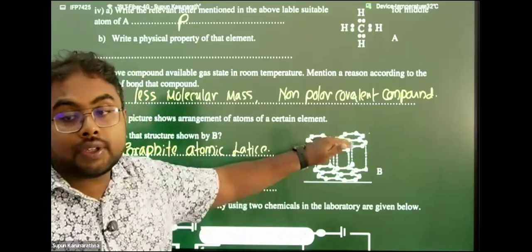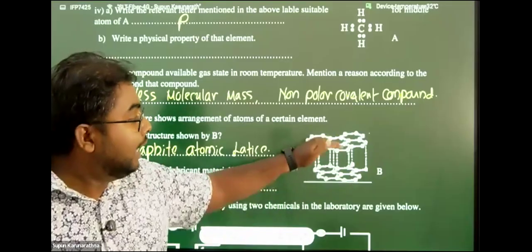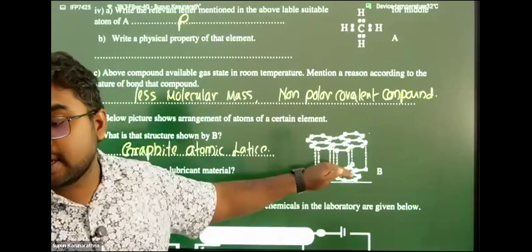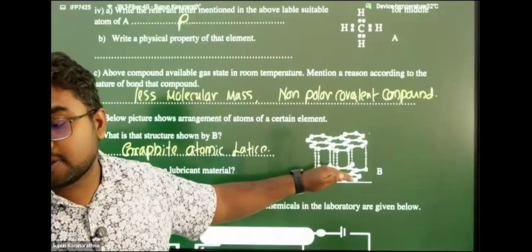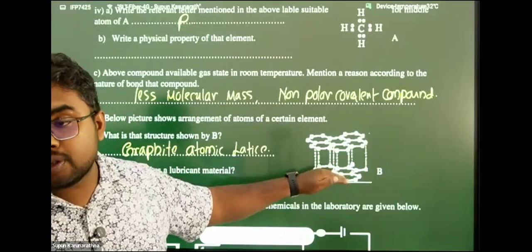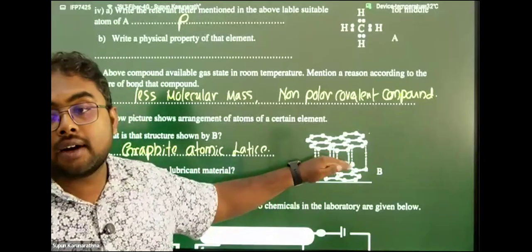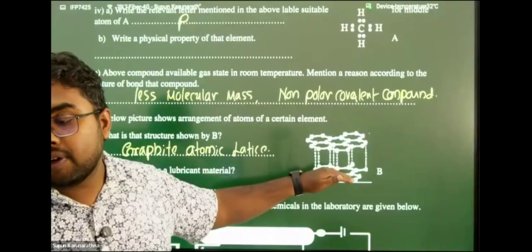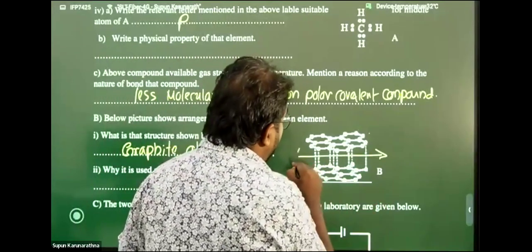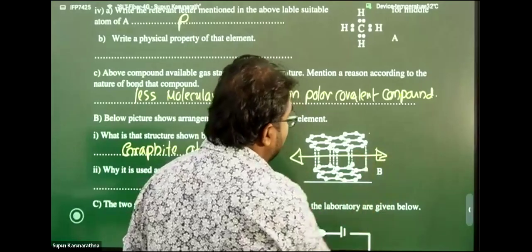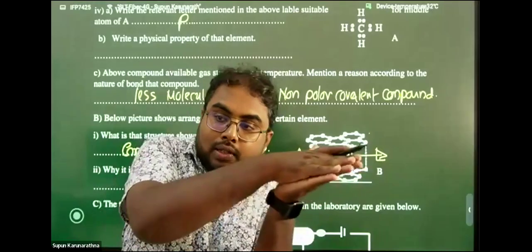Here is one graphite layer, and here is another graphite layer. In between these layers there are bonds. The force holding each of the layers is very weak. Very weak force is there. So therefore, one layer can slide over the other.